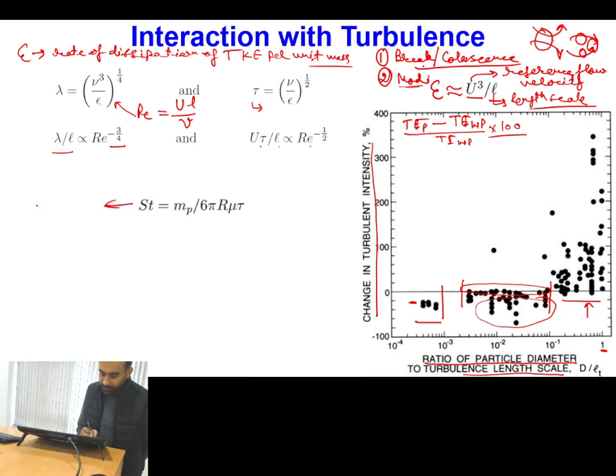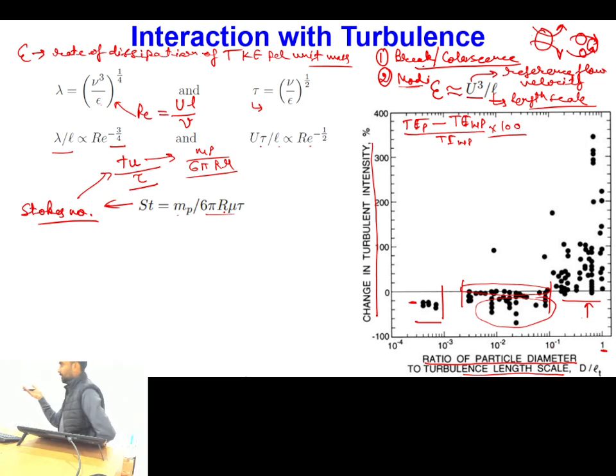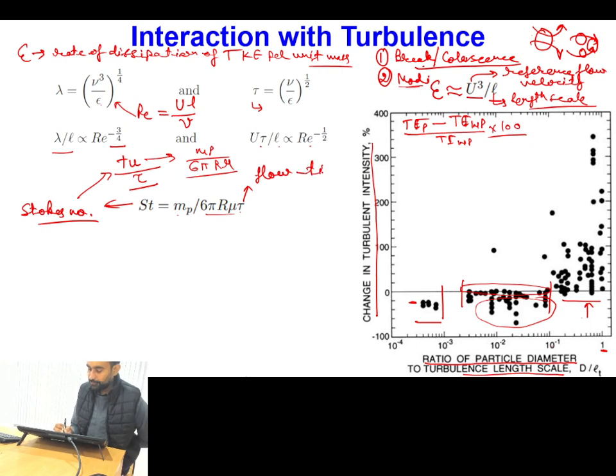So we define one important parameter which is called the Stokes number, and Stokes number is typically defined as the ratio of particle relaxation time divided by the time scale of the flow. Okay, so what was the particle relaxation time? MP by 6 pi r mu. So MP by 6 pi r mu was the particle relaxation time for spherical particles, and it is divided by tau, where tau is my flow time scale.